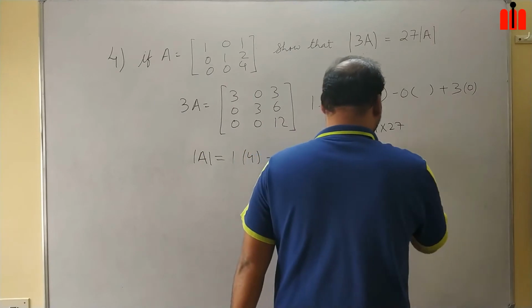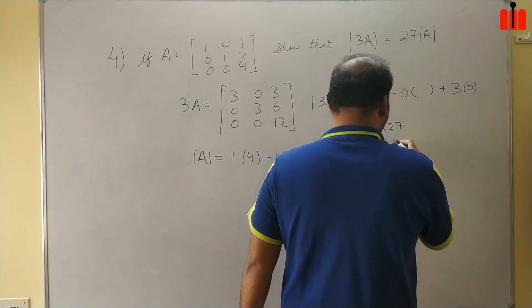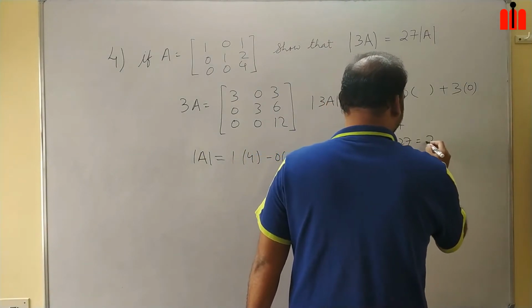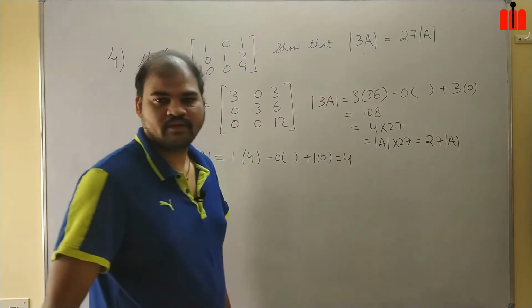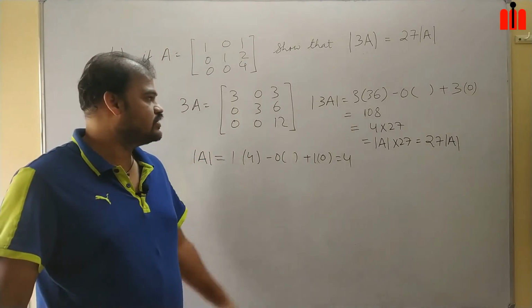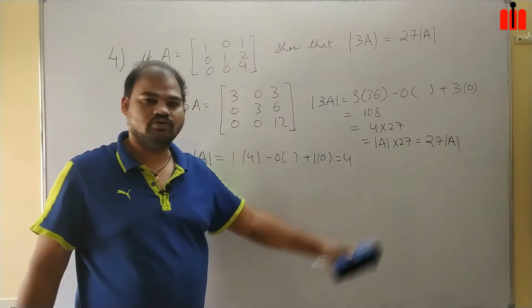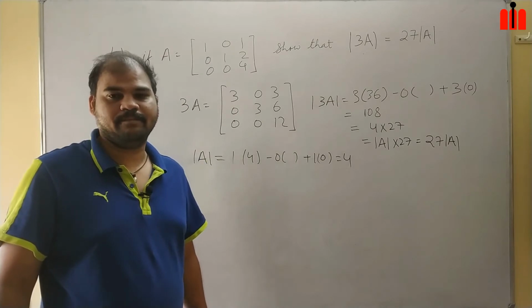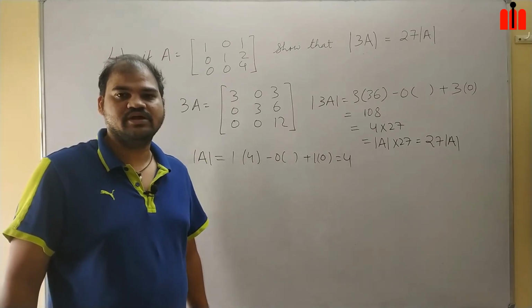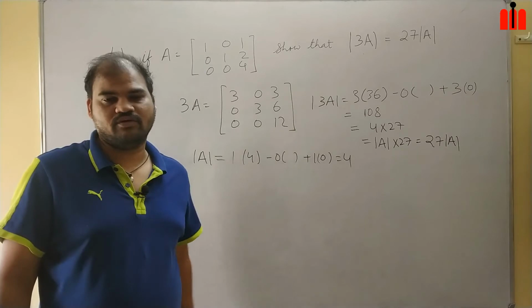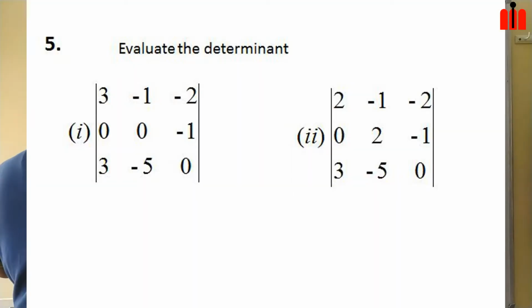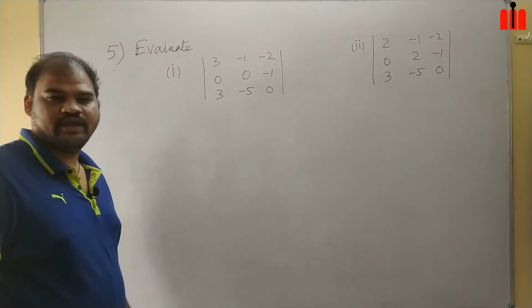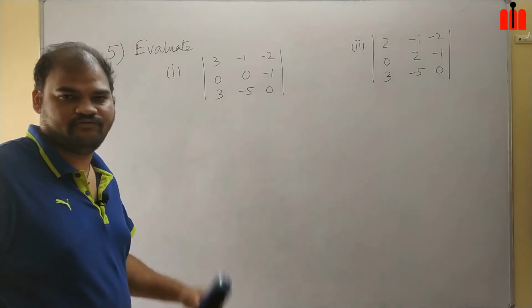So it will be determinant of A into 27, or we can write it as 27 det A. Are you getting it? So det of 3A is equal to 27 det A. Right? This completes problem number 4. Let's move on to problem number 5.